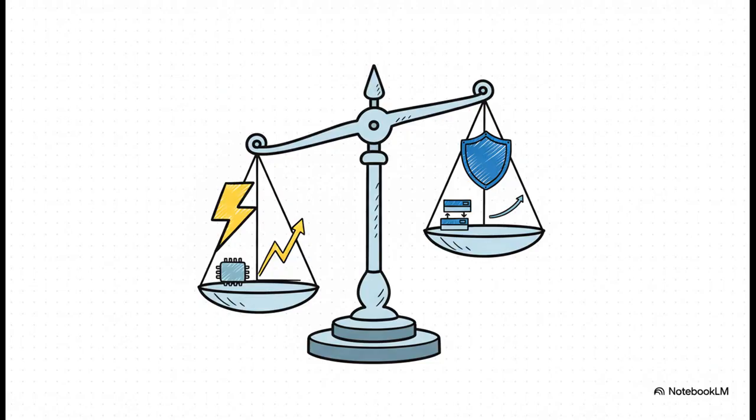So let's put the two heavyweights, quicksort and merge sort, right up against each other. Quicksort is, on average, usually faster in practice and uses very little extra memory. It sorts in place. But merge sort gives you this rock-solid, predictable, guaranteed performance every single time. And it's stable. It's that classic trade-off. Do you want blazing practical speed, or do you need guaranteed performance and stability?